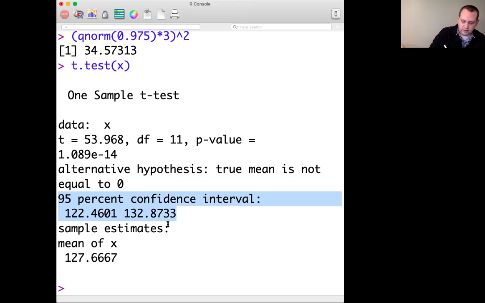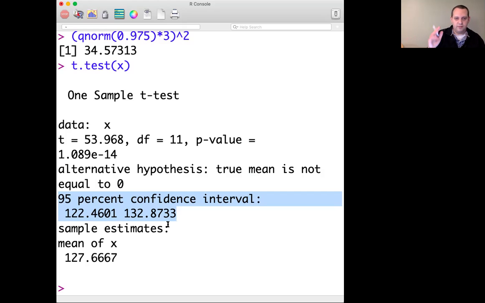So our confidence interval is going to end up being the interval from 122.4601 to 132.8733. And I guess just to be consistent with myself, let's round to 2 decimal places, which in our case is going to make it 122.46 to 132.87. Or you can write it as the mean plus or minus the error, where the mean is 127.67 plus or minus the error, and the error looks like it's going to be 5.20.